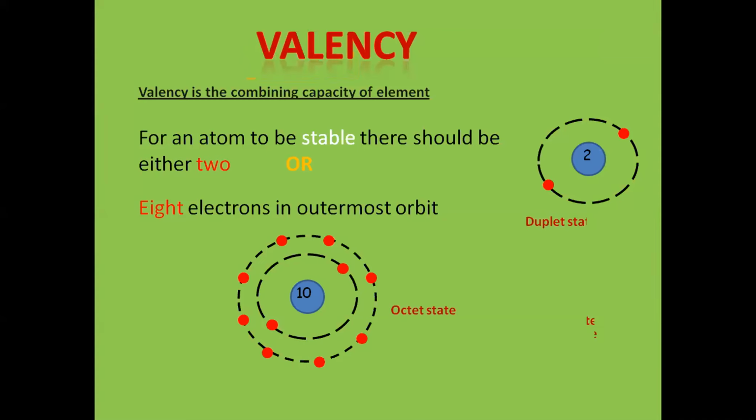So these are the 2 important stability rules, which tell us about the stability of the atom, which is also termed as valency. So valency is the combining capacity of the element, and we discussed the stable states, which are the duplet state and the octet state. Have you all written this much? Did you all write this? All right.